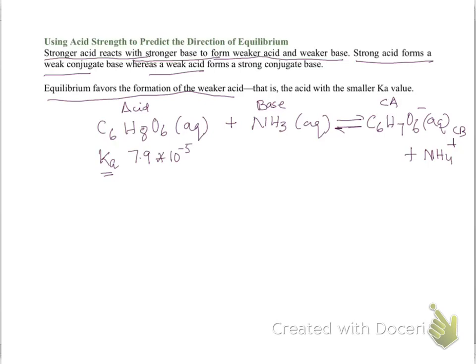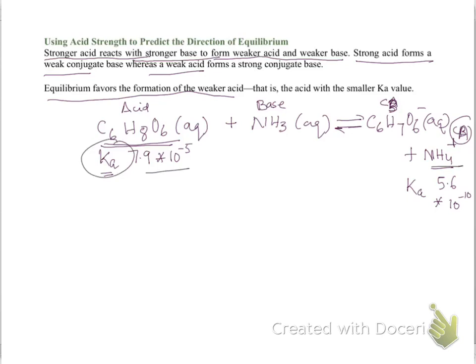Okay, I think acid loses the proton to form the conjugate base. I am so sorry. CB, conjugate base, conjugate acid. So on the left side, this is my acid. On the right side, this is my conjugate acid. And this acid's Ka value is 5.6 times 10 to the negative 10th. So then the question is, out of these two acids, which one is the stronger acid?